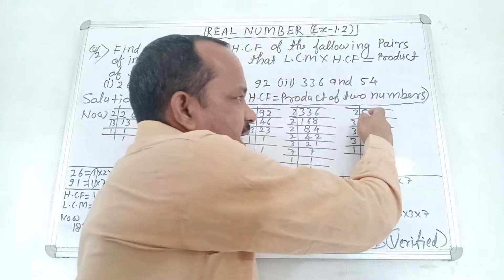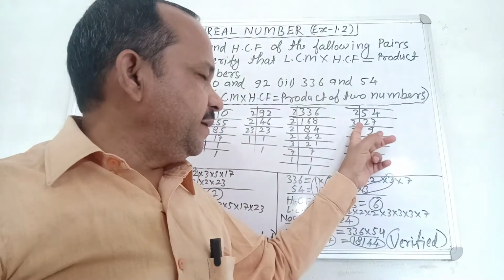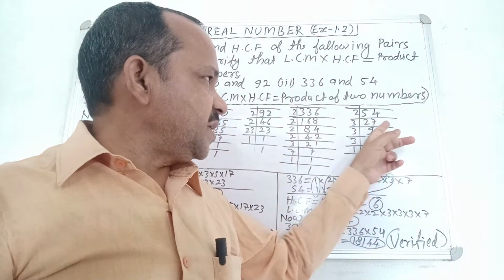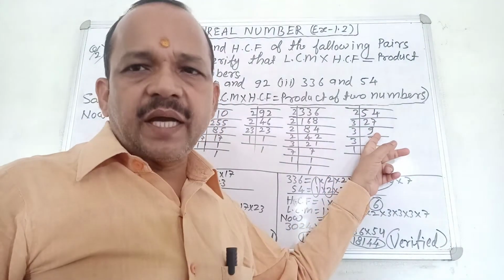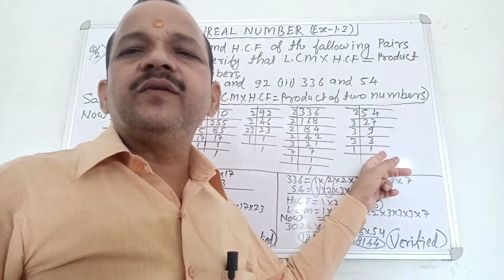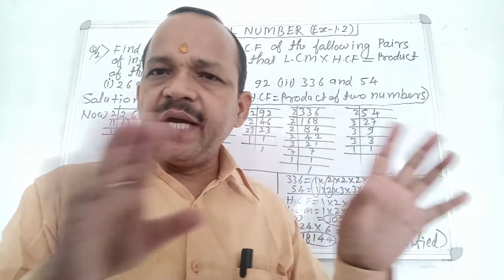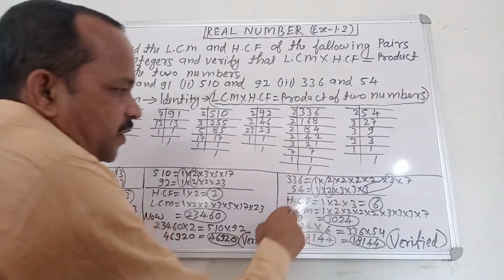Next, factorize 54. You divide 54 by 2, you find 27. 27 divided by 3, you find 9. 9 divided by 3 you find 3, 3 divided by 3 you find 1. It is the factorization of 54. Clear? No confusion? Next step.